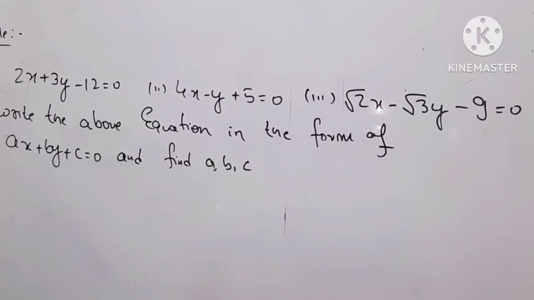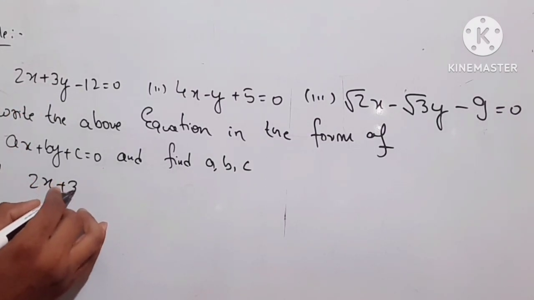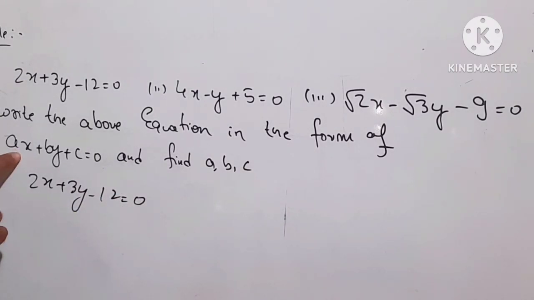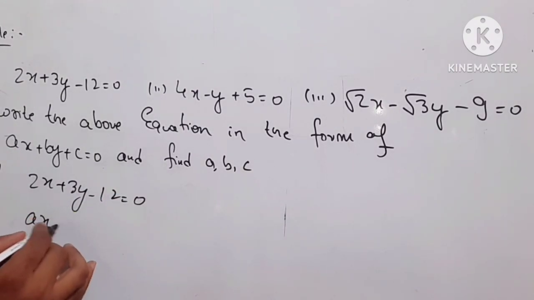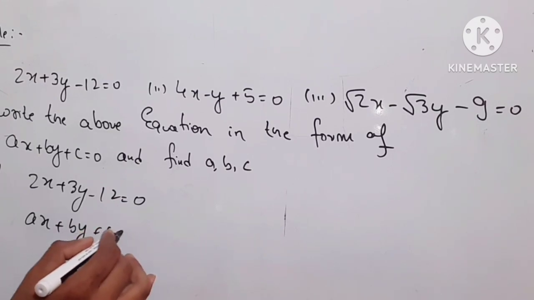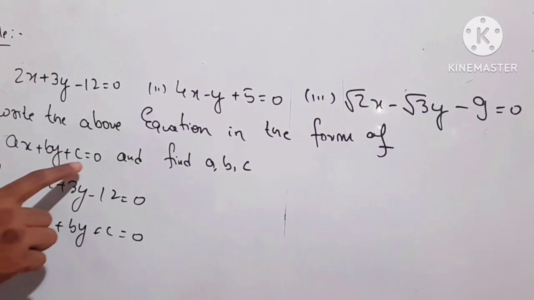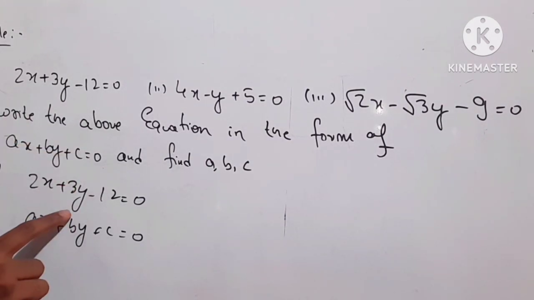Let's go for the solution. The first equation is this one. Let us copy the equation: 2x plus 3y minus 12 equal to 0. Now I have to write this in the form ax plus by plus c equal to 0. Remember, according to this form, all the variables are on the left hand side, none on the right hand side. So the equation should also be like that: all the variables and constants on the left hand side only.